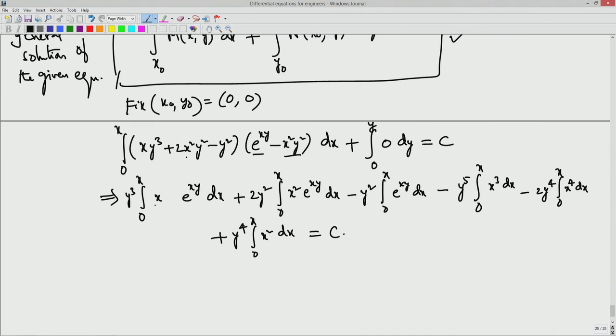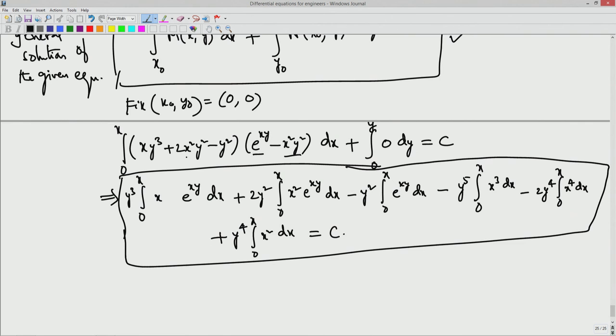So it's possible to do. Think of y as constant here. This you can integrate, x into e power some constant times x, that you know how to integrate. Similarly, x square into e power some constant times x. This integration you can do, and after simplification you can get this as your general solution. I leave it here.